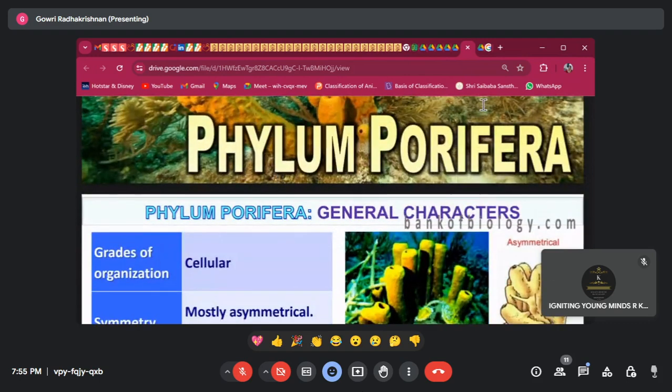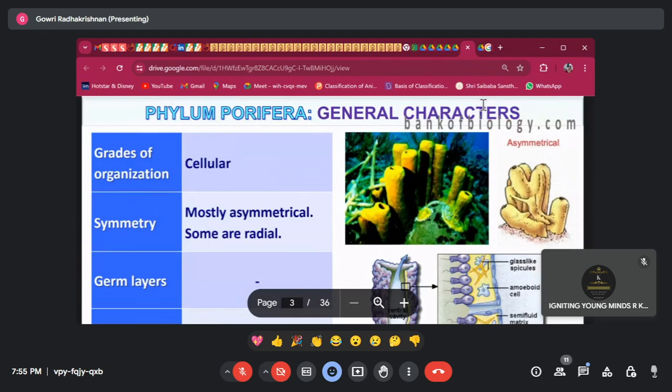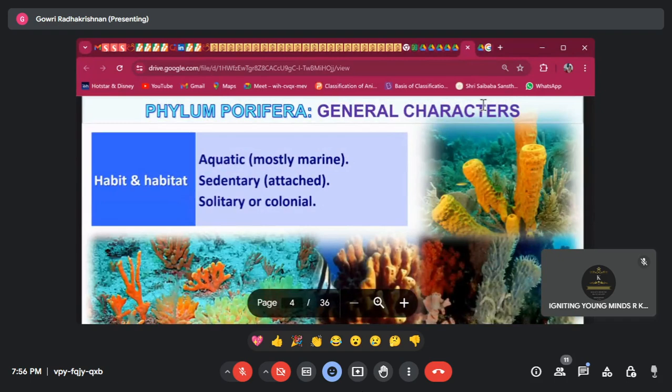Now first is Porifera. Porifera general characteristics. The first example that comes to mind is the sponges. The grade of organization is cellular, symmetry mostly asymmetric, some are radial. Coelom: acoelomate. It does not have a coelom. Habit and habitat: aquatic, mostly marine, sedentary, solitary or colonial.